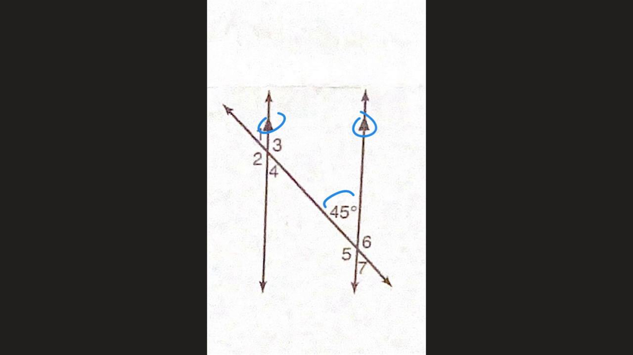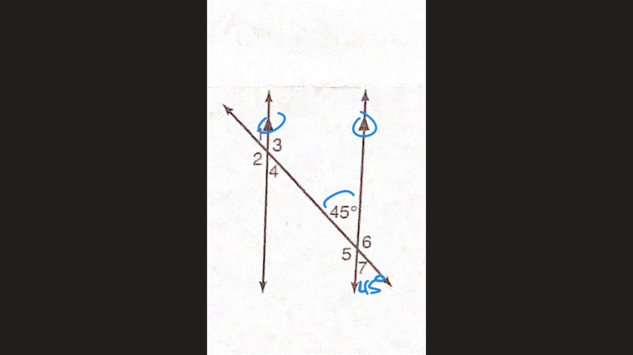If I know that this angle's 45, what's angle 7 going to be? 45, because vertical angles are congruent, right? So if this angle's 45, I know that angle 7 is going to be 45, because vertical angles are congruent, okay?